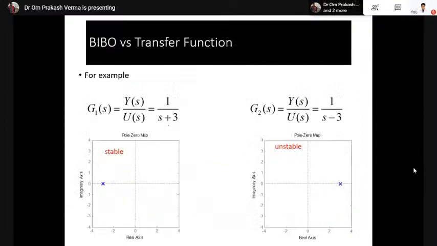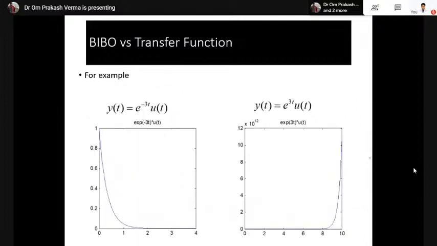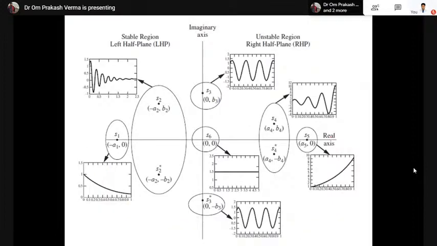Now see, 1 upon s plus 3 is given, and 1 upon s minus 3 is given. For 1 upon s plus 3, the pole is located here and the system is said to be stable. For the other, the pole is located here and the system is said to be unstable. These are some cases you can find. e to the minus 3t you can see is stable. This is the right half plane and this is the left half plane, so this is the location of the poles.